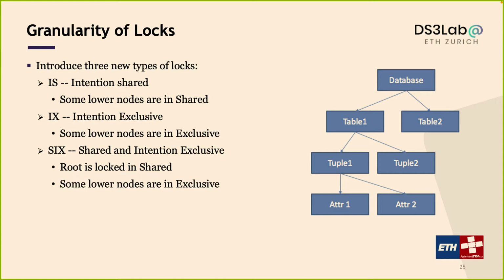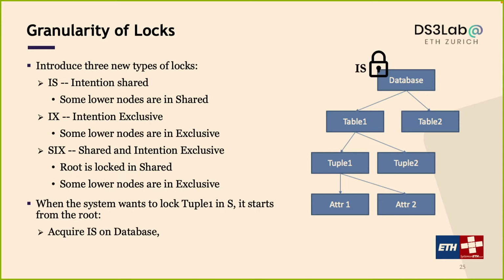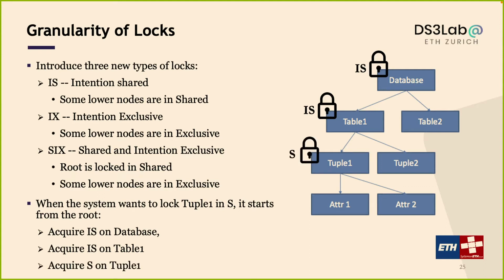Once we have these 3 different types of locks, when the system wants to lock something, we go all the way from the root to the bottom. If the system wants to say, okay, lock tuple 1 in shared state, like I have a shared lock on tuple 1, we'll start from the root and say, I will acquire an intention shared lock on the whole database, meaning that some of the tuples will be in shared state. So we have intention shared on the database, intention shared on table 1, and then we acquire the shared lock on tuple 1. You go all the way from the root to the leaf node.